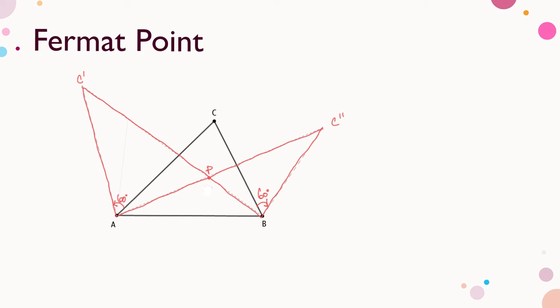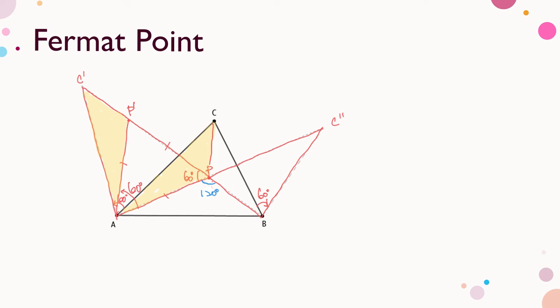To find angle APB, remember triangle AP'C' is obtained by rotation of 60 degrees. Thus, triangle APP' is equilateral. That is, angle APP' is 60 degrees. Therefore, angle APB equals 120 degrees, adjacent angles on a straight line.